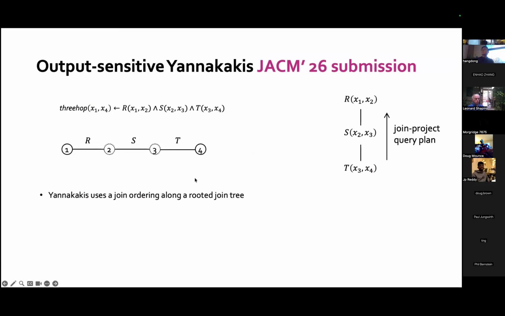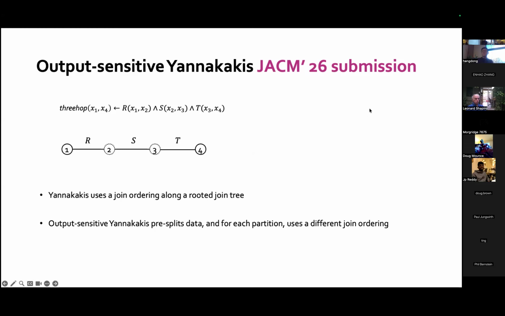So I'm just going to tell you the high-level things that we do to make this output-sensitive Yannakakis algorithm. Even though Yannakakis' algorithm takes a join tree, it follows one join ordering on that join tree. For example, if you root it here, it is implicit that you join T with S, project out X3, and join the result with R. So with Yannakakis, you need to stick to one tree and then join on top of it.